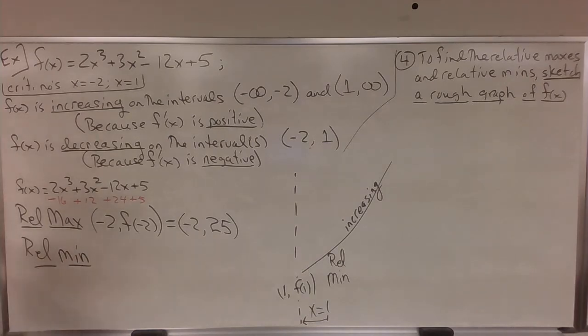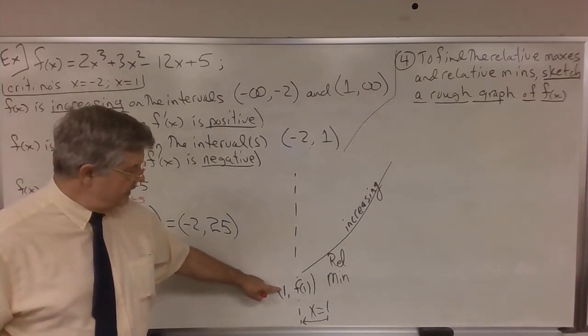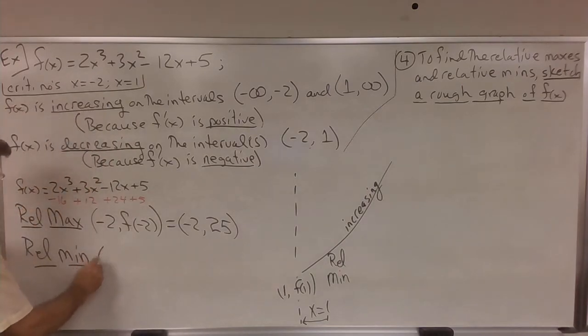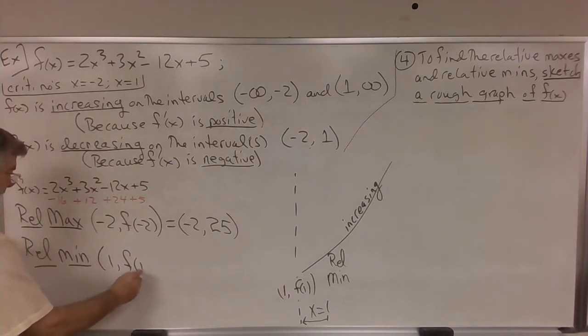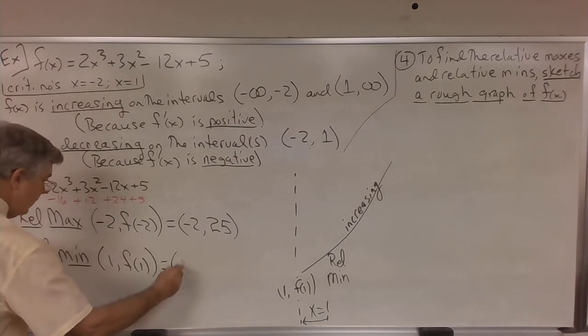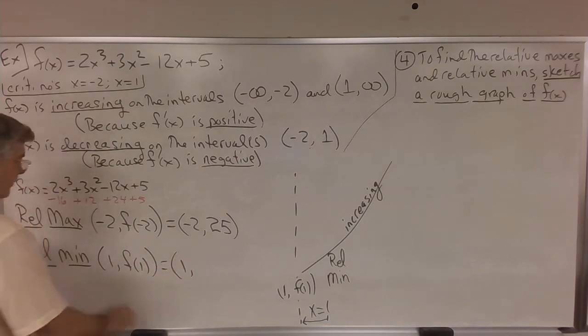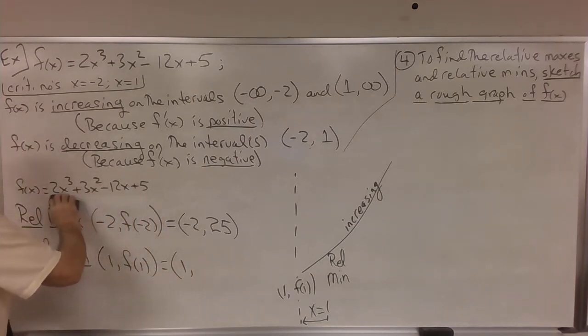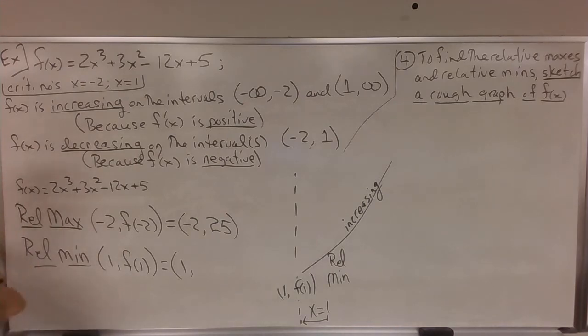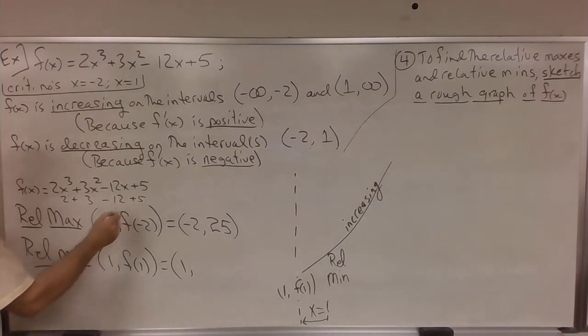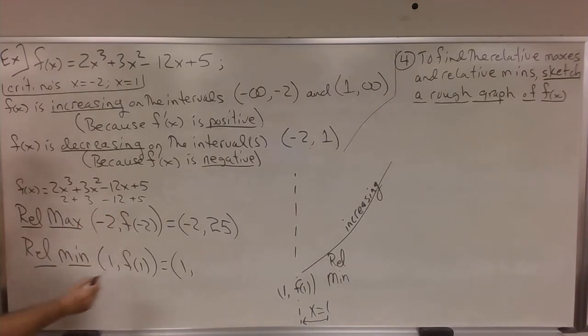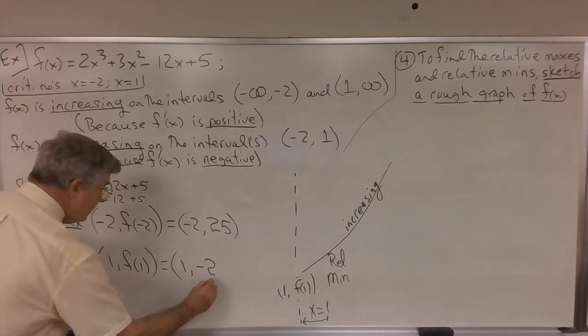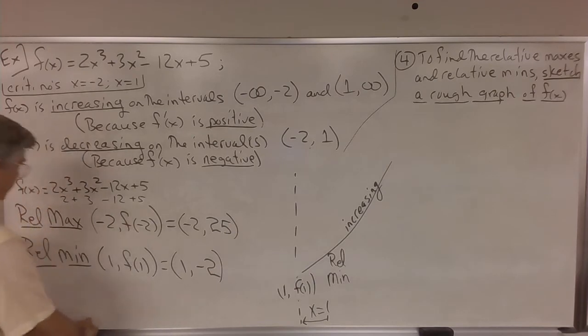And my relative min, good gravy, I almost erased it. 1, and f evaluated at 1. And to get the y coordinate, I just take the x coordinate and plug into f of x. So I have 2 plus 3 minus 12 plus 5. 5 plus 5 is 10 minus 12 is -2. That's my relative minimum.